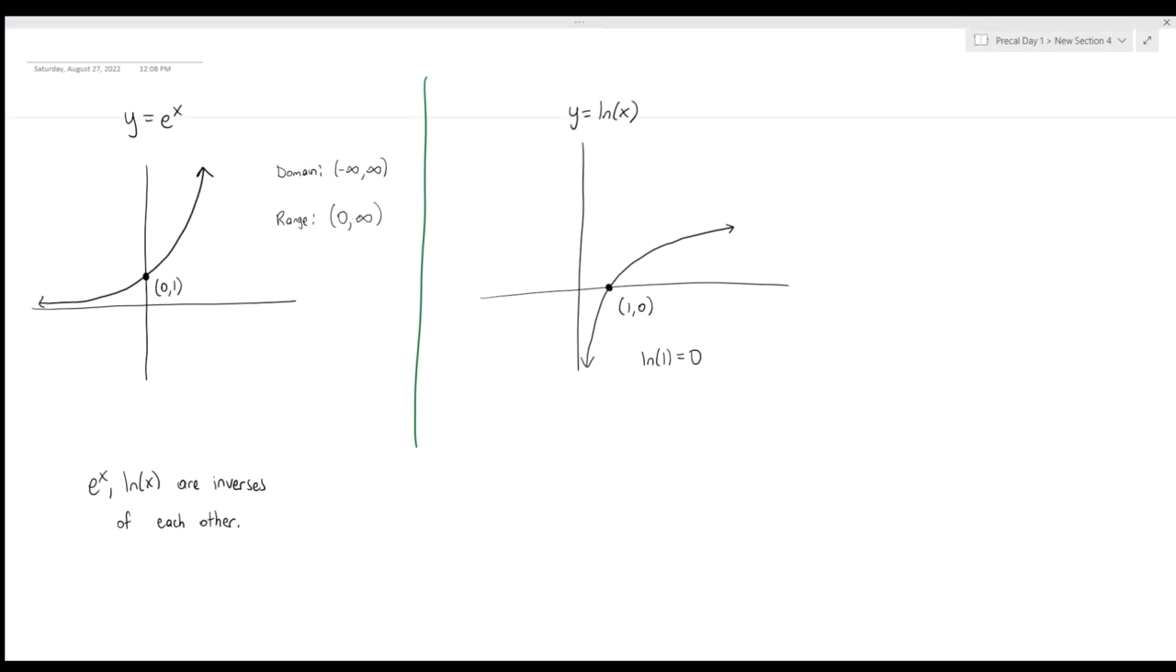Something worth emphasizing in particular is that e to the x will never be equal to 0. No matter what you plug into the exponent, e to any power can never be 0. And that often comes up when you're solving problems that involve e.